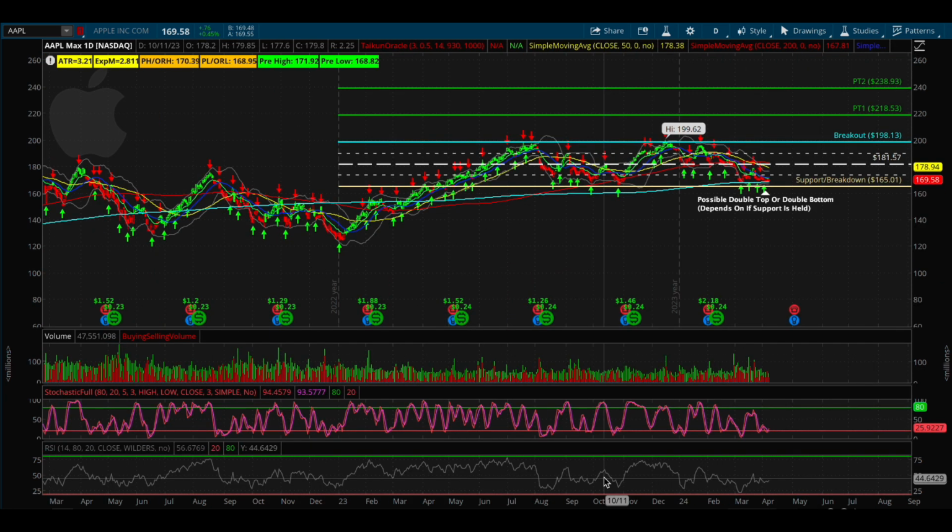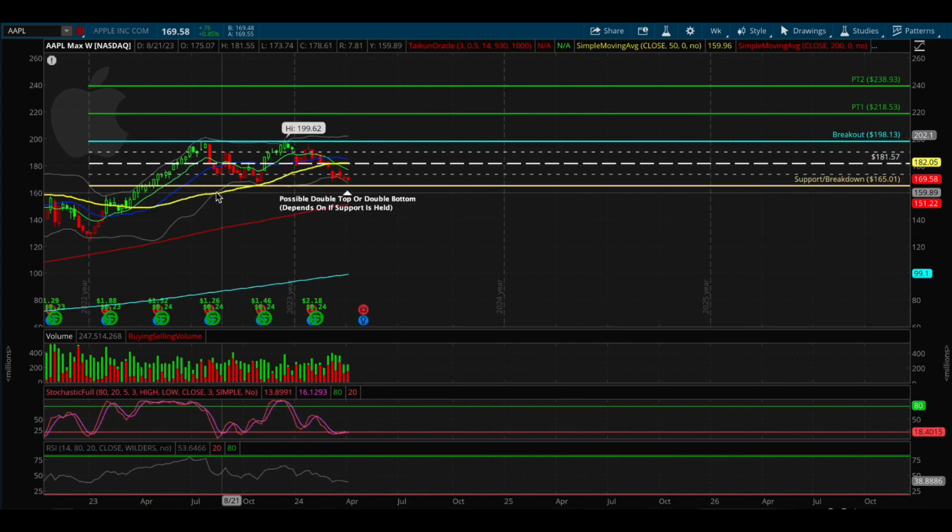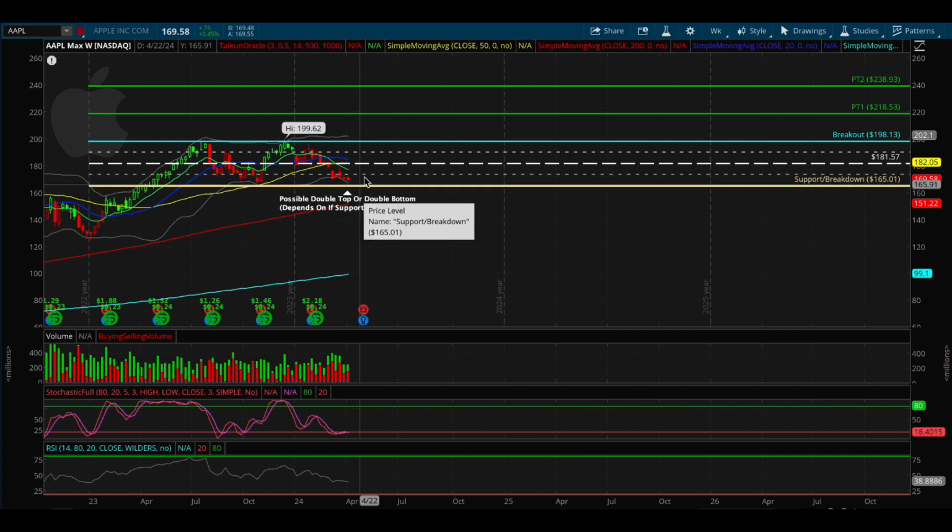On the bear side of things, we have a possible double top or double bottom, depending on if support is held. Once again, this time we have support at 165. So let's look at the weekly just to get a clearer picture. You see, boom, boom, we have what looks like a clear double top. It could also be a W pattern or a double bottom forming, as I mentioned down here. So we want to pay close attention to that if support is held at 165. If support is held at 165, then we go up.